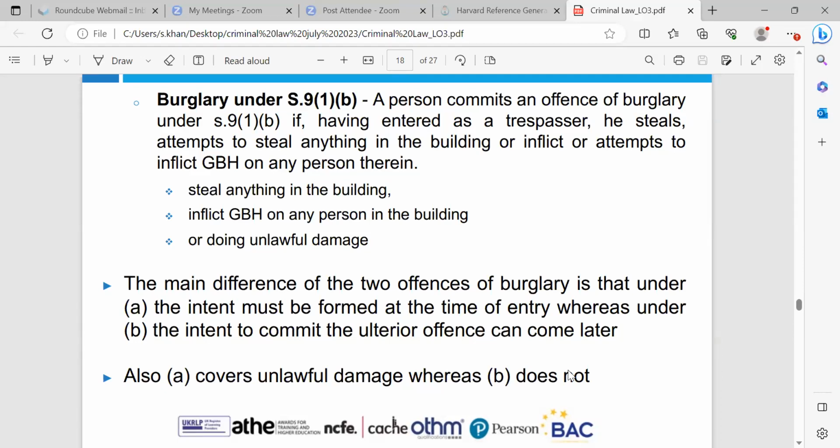The main difference of the two offences of burglary is that under (a) the intent must be formed at the time of entry, whereas under (b) the intent to commit the ulterior offence can come later. Also, (a) covers unlawful damage, whereas (b) does not.